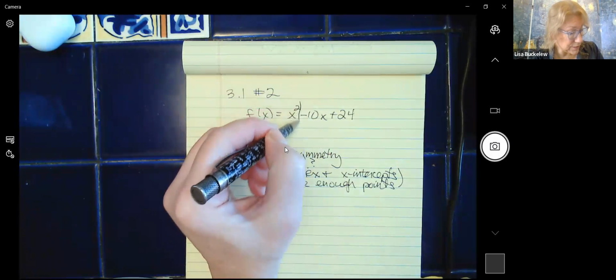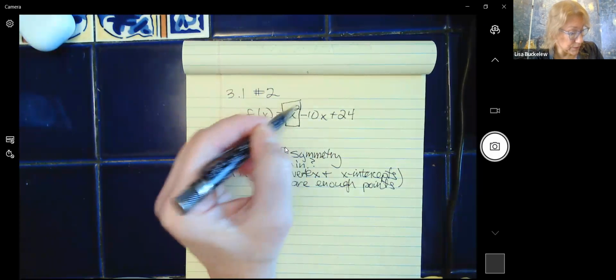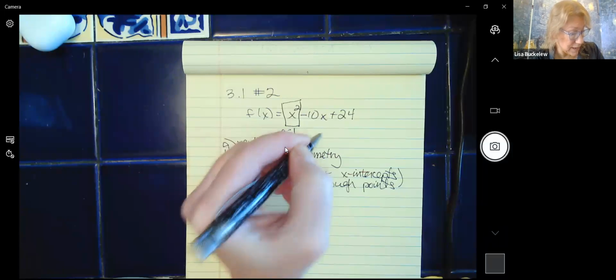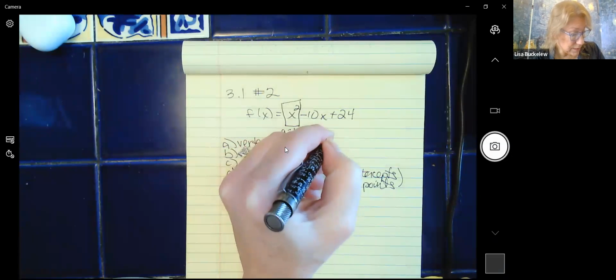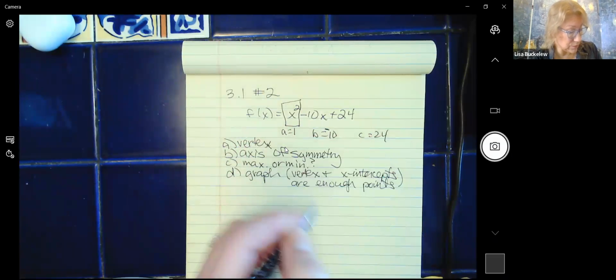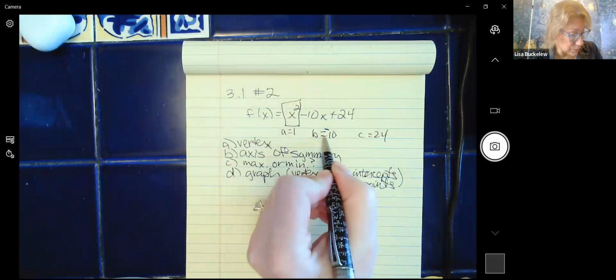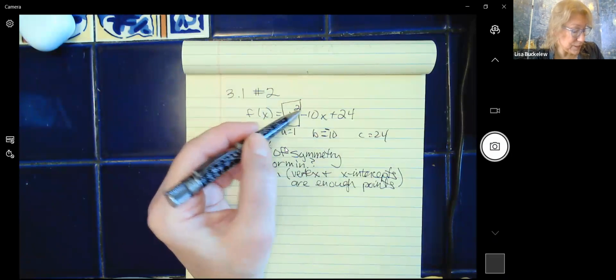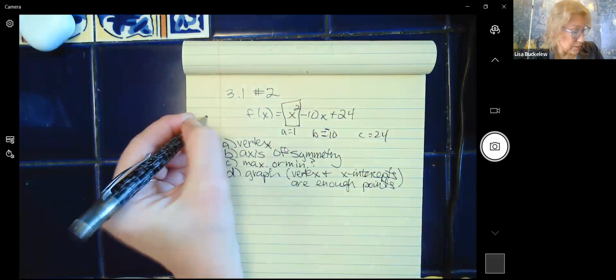When you look at the sign of your leading term, the term with the highest power of X, we call that the A value. So that would be A is 1, B is -10, C is 24. We'll need this to answer some of these questions. Sorry, that says B equals -10.